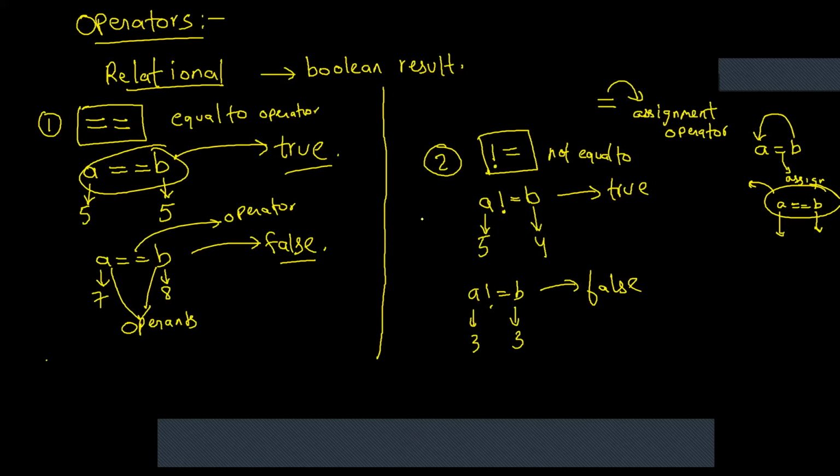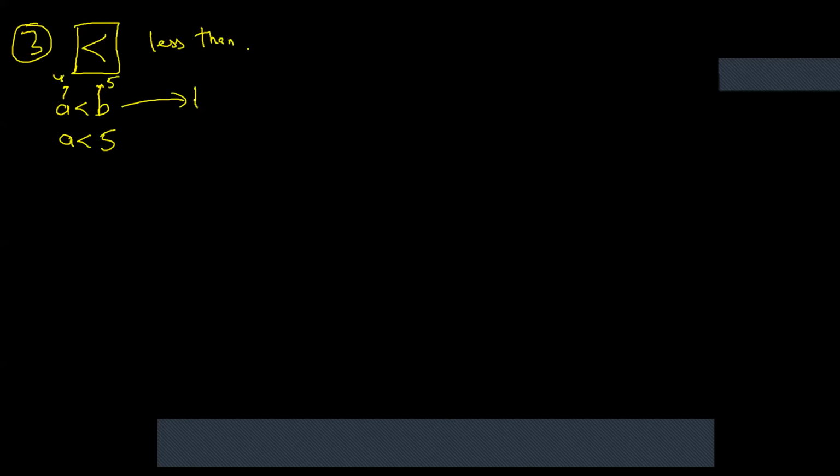Now look, I'll be teaching something else. The other operator, that is less than. Obviously a less than b, or a less than 5. If this has some value 4 and the other has the value 5, in this case it will return true, that is 1. And if the value is 10, in that case it will return false. It's not necessarily variables, you can put numbers as well. Operands could be anything.